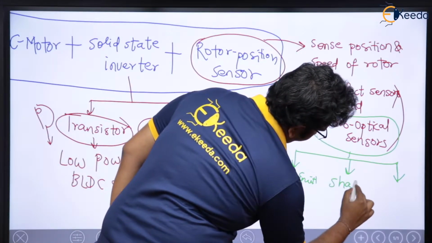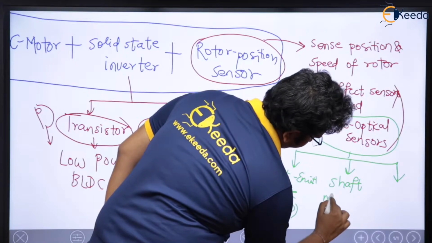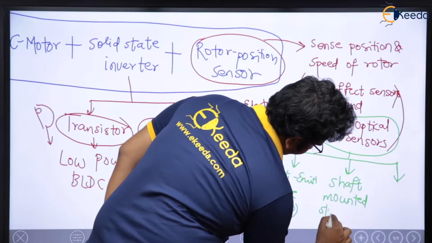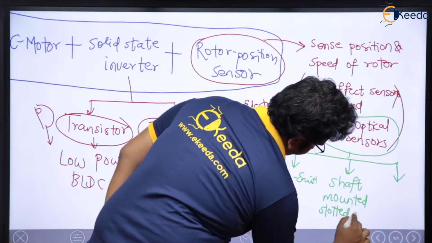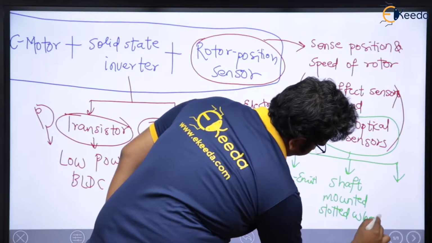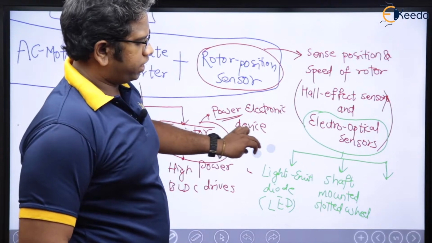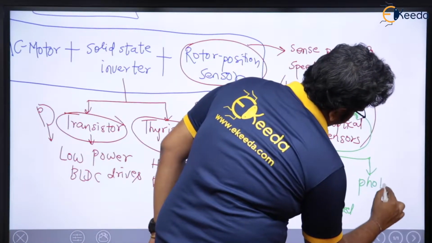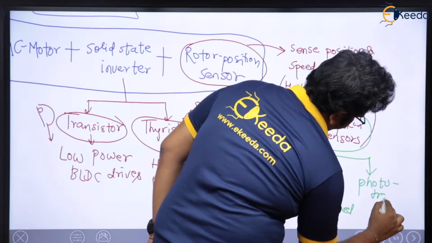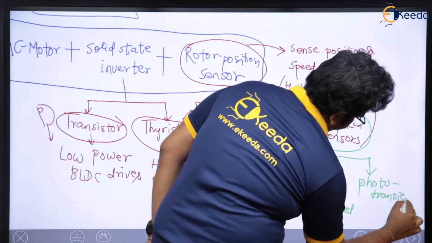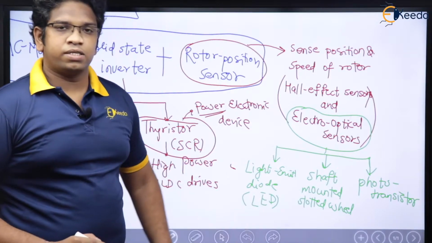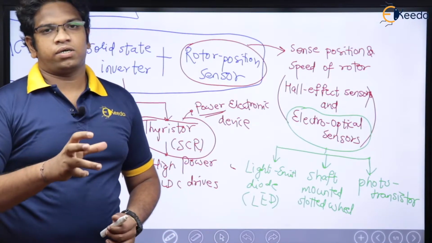And you have a shaft mounted slotted wheel. What is that? We will see later. And along with that, at last what we have is a phototransistor. Now see, here is the thing, you need to interconnect all the subjects.